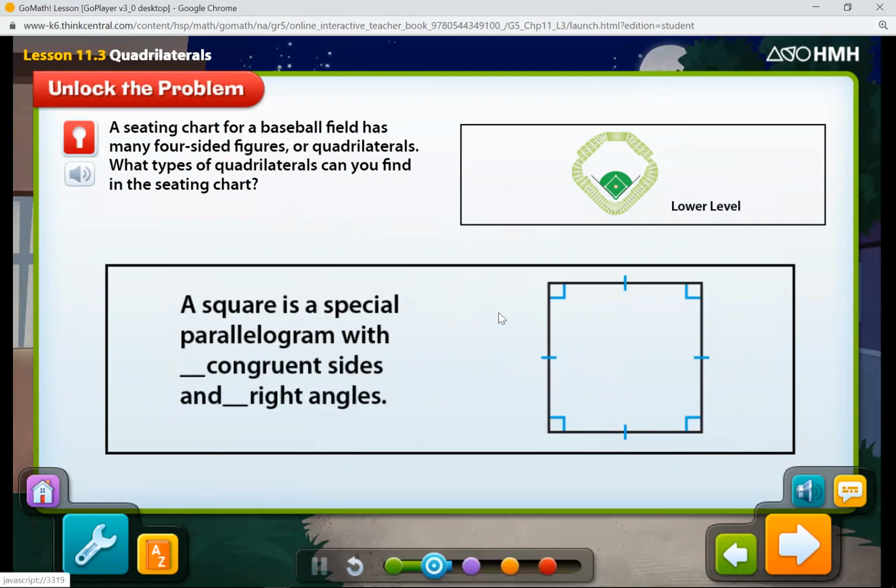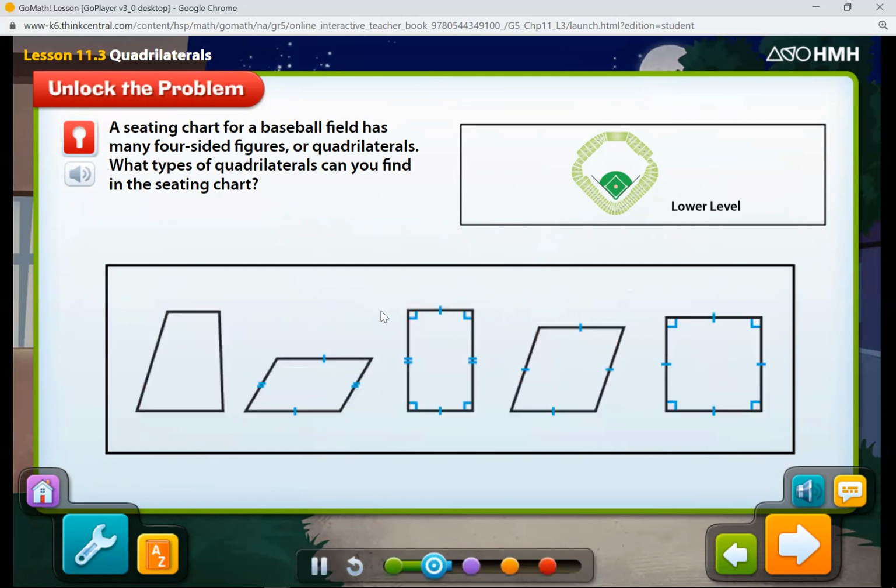So a square is a special parallelogram with blank congruent sides and blank right angles. You know this answer, don't you? A square is also a parallelogram. It has 4 congruent sides and 4 right angles. Now let's look at the types of quadrilaterals found in the seating chart. There are trapezoids, parallelograms, rectangles, rhombuses, and squares.